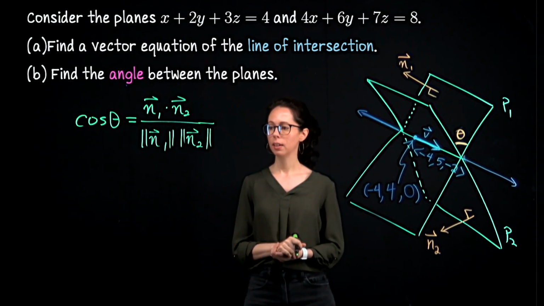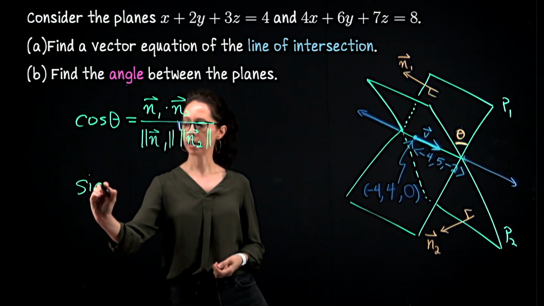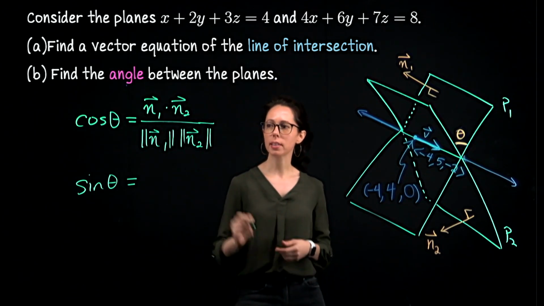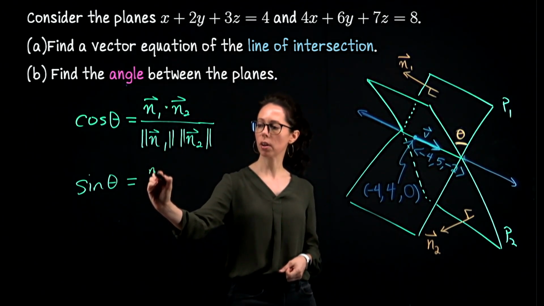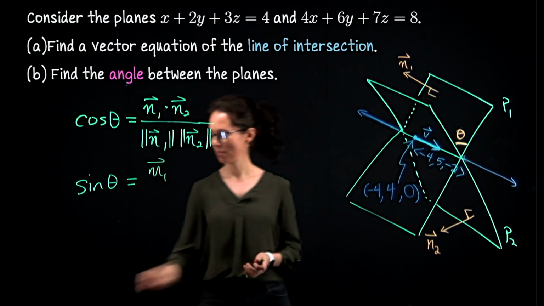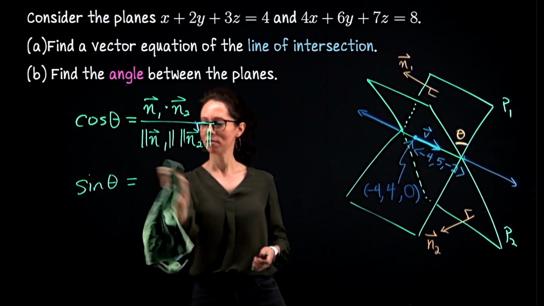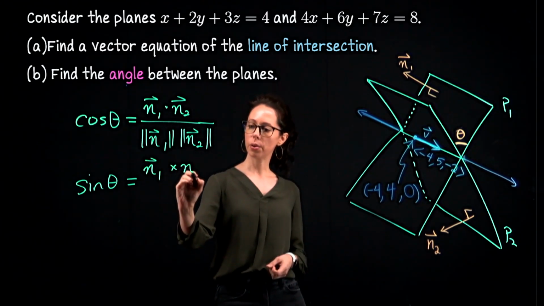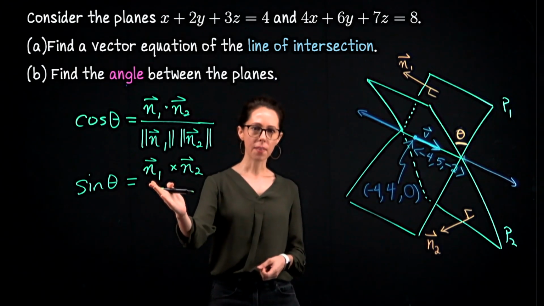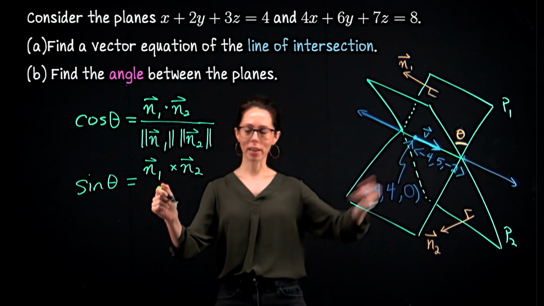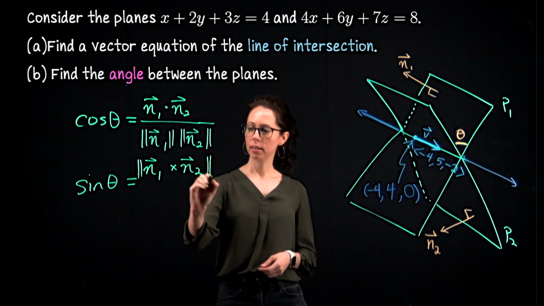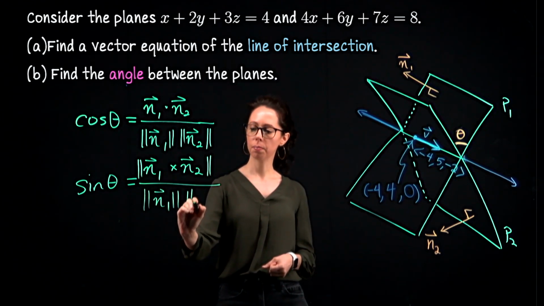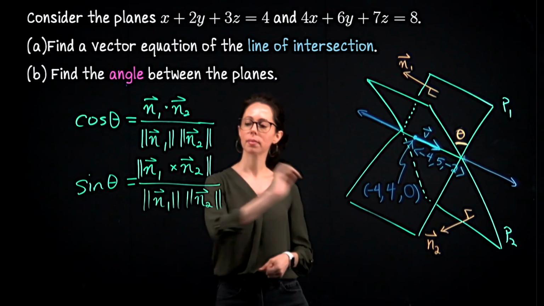Okay. The sine of that angle theta is very similar to this expression, except in here we have a dot product. I'm going to start by writing a cross product. It's going to be n1 cross n2. That's a vector quantity. In fact, it's -4, 5, -2. We need to take that and make it a scalar, compute its length, divide that by the length of n1 times the length of n2, like so.